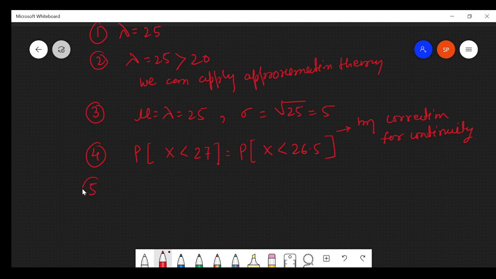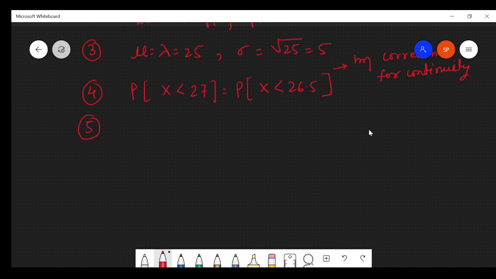After that we go for the fifth step: find the area under the normal curve. In this section we use the transformation Z is equal to x minus lambda over the square root of lambda. Therefore, x minus 25 over 5. It follows the normal distribution, so x can be transformed in the form of z using the normal curve area.